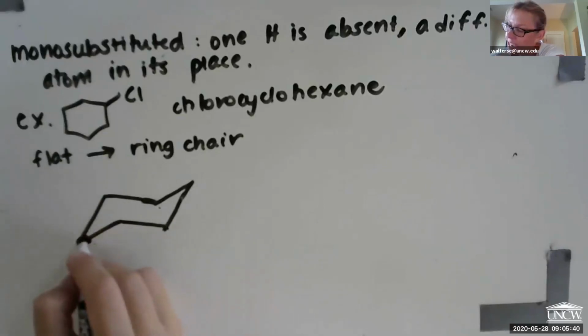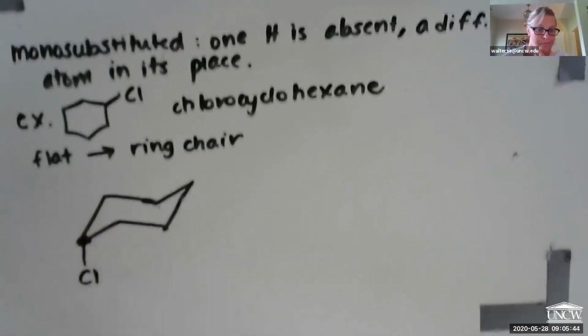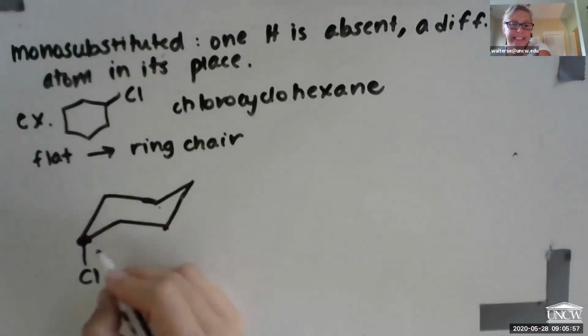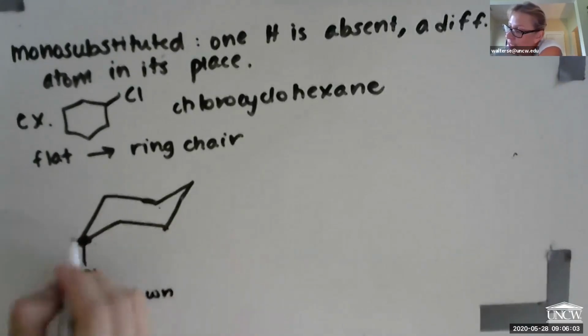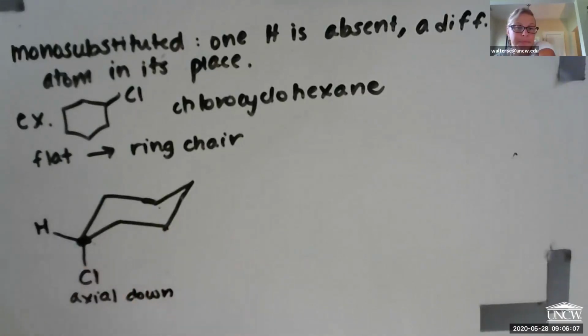So this is like a down carbon, so I'm just going to put my chlorine down. Okay. You can put it on any other carbon. It doesn't have to be axial. You could put it equatorial if you want to. Okay. Now, since this chlorine is in an axial down position, there is an equatorial up hydrogen. Okay.